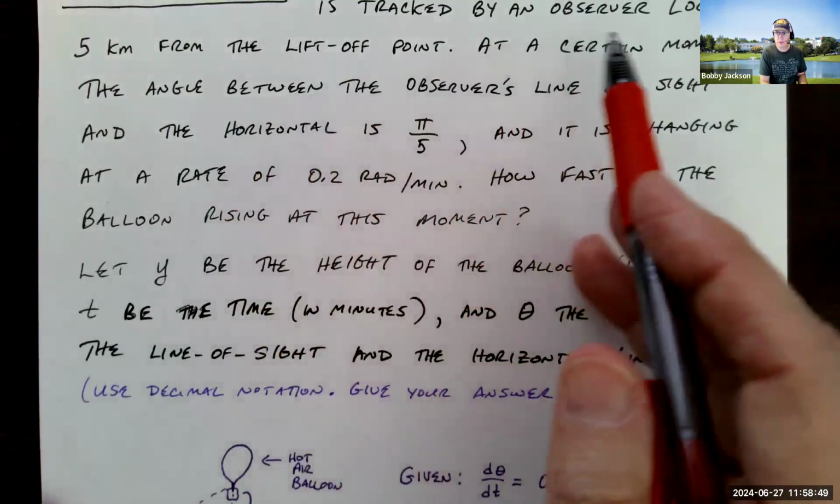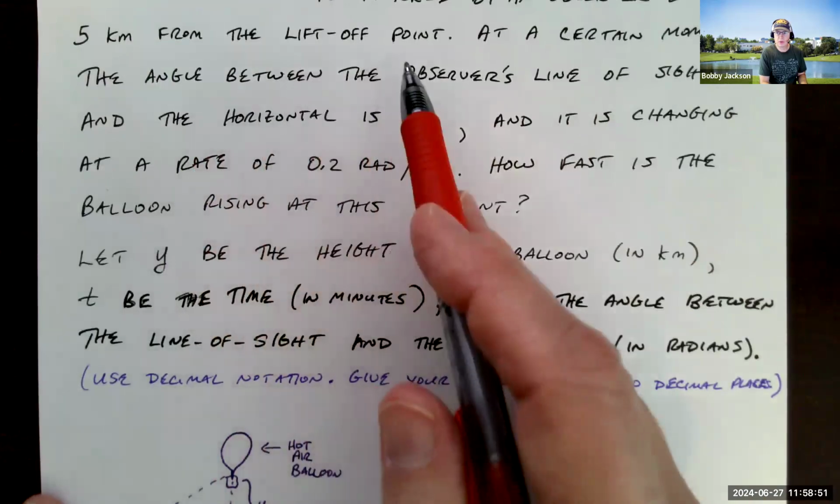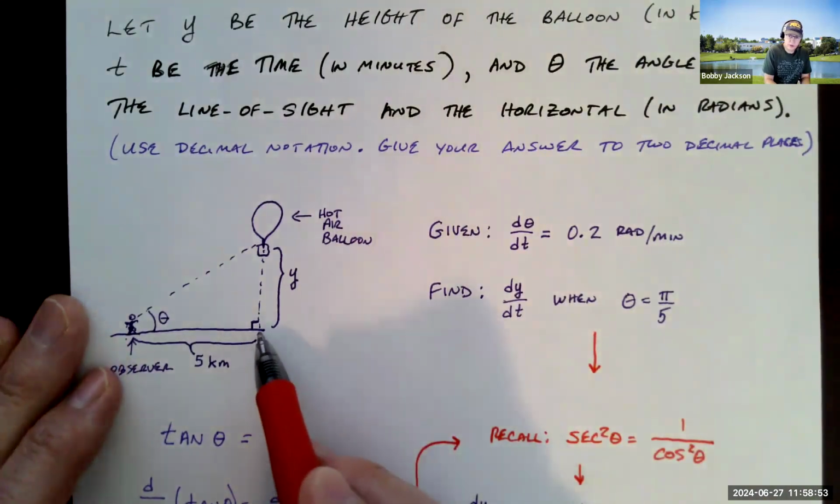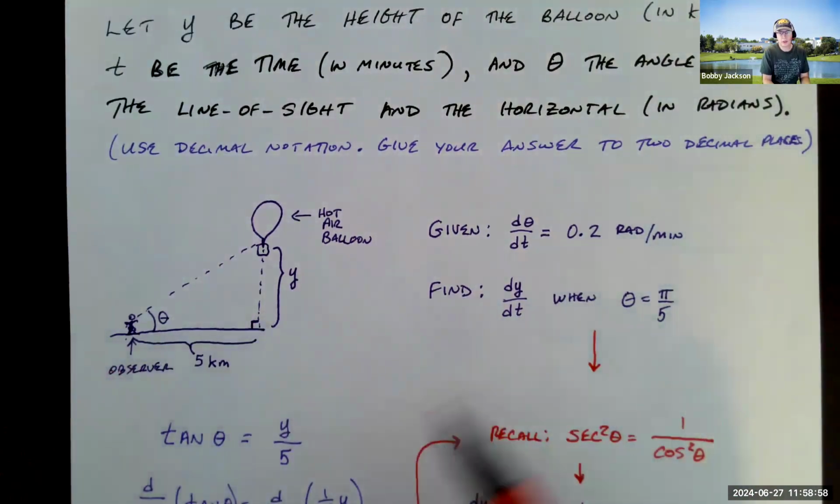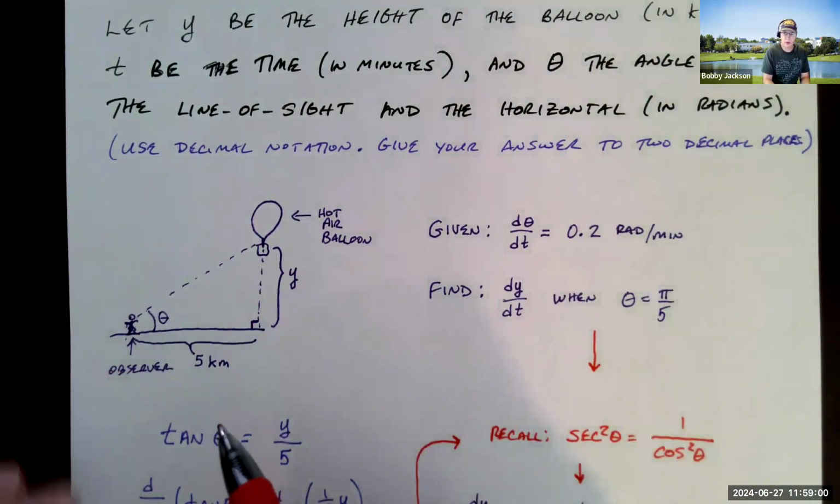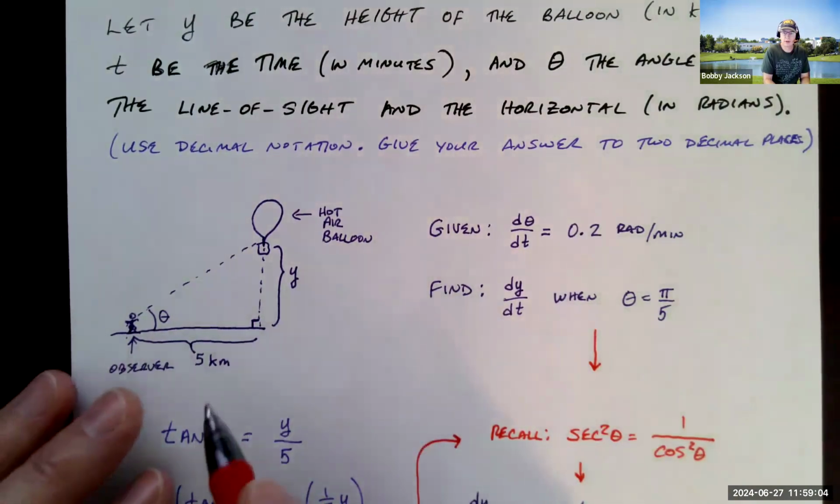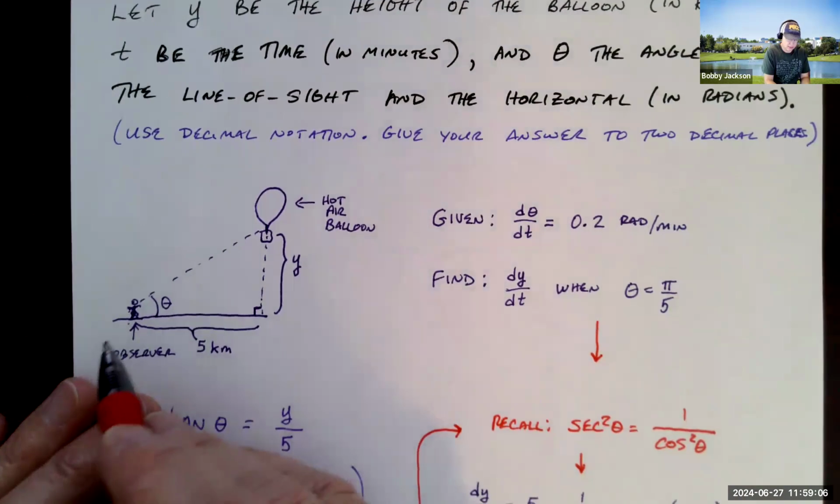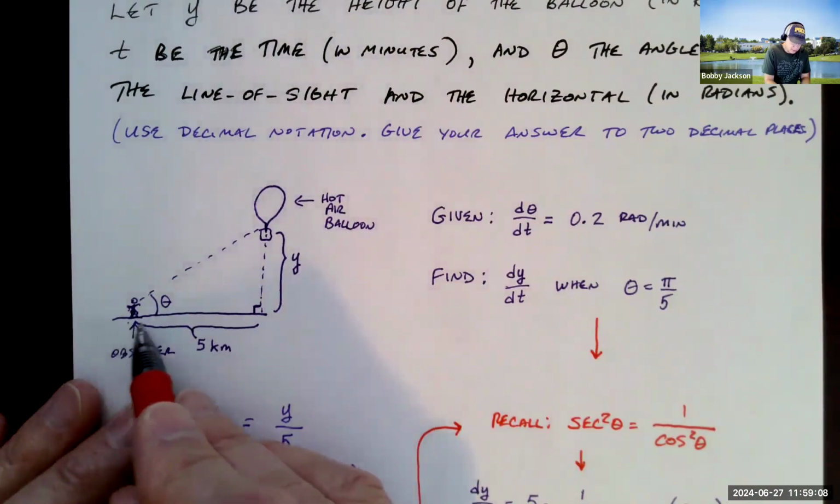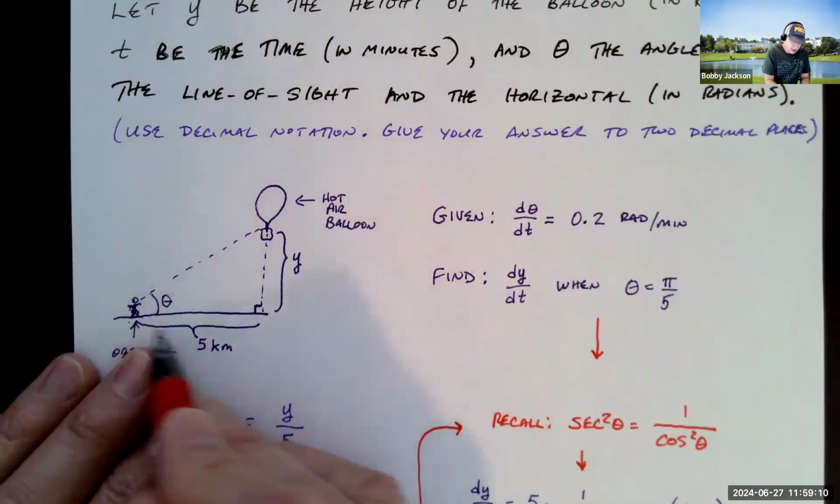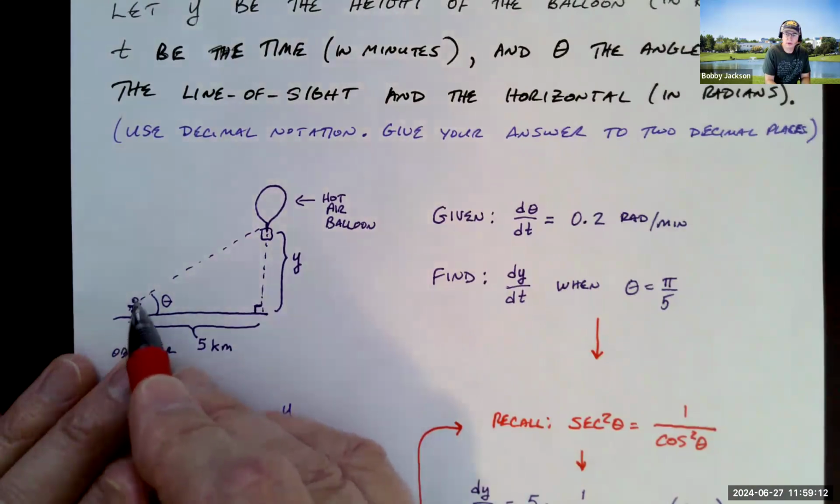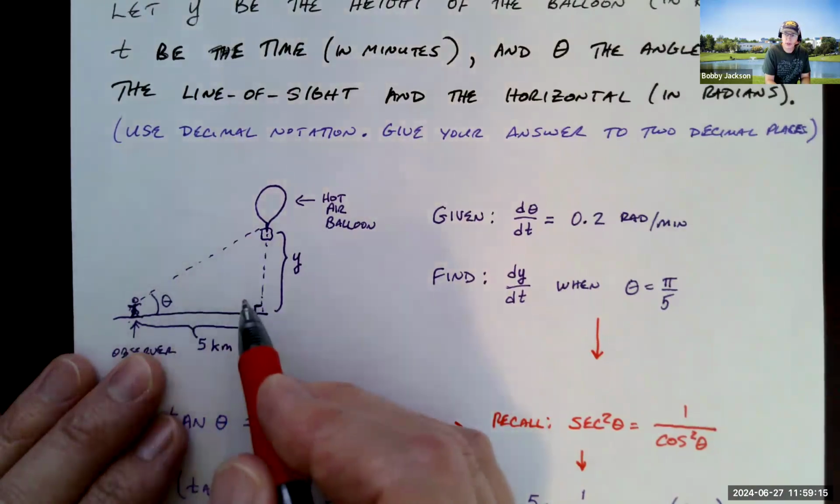And there's an observer located 5 kilometers from the liftoff point. So I'm going to assume flat ground here so that this is a 90-degree angle. Again, that's what we're going to assume. Don't complicate things by thinking about hills and all that other stuff like we have in East Tennessee. So flat ground, right? And so 5 kilometers, there's my little stickman observer watching this balloon as it rises up.